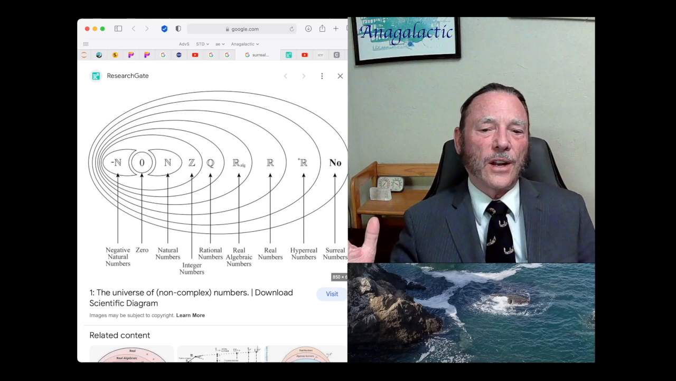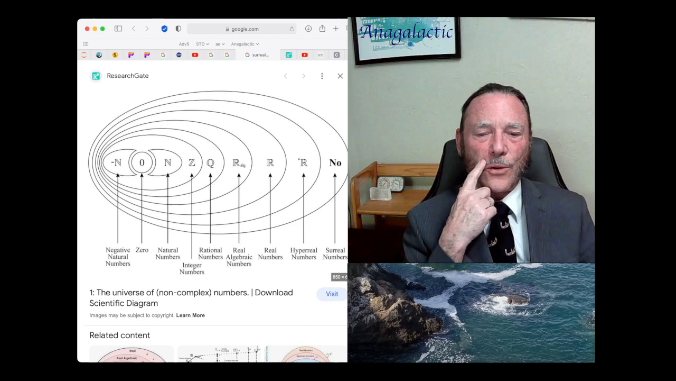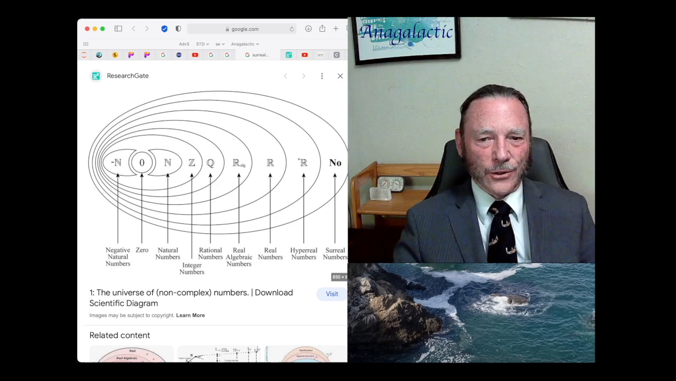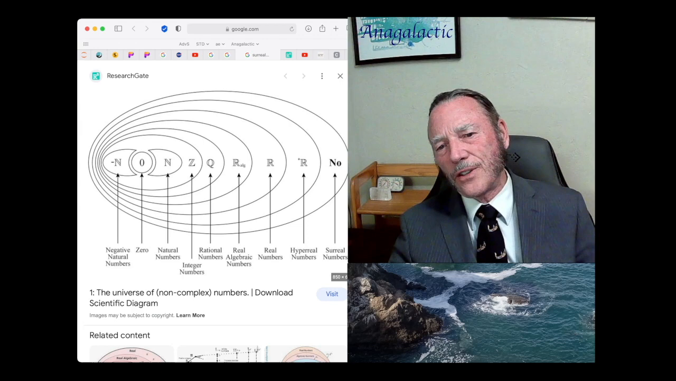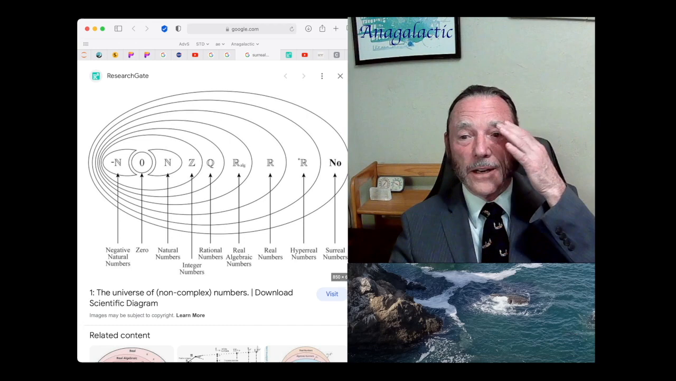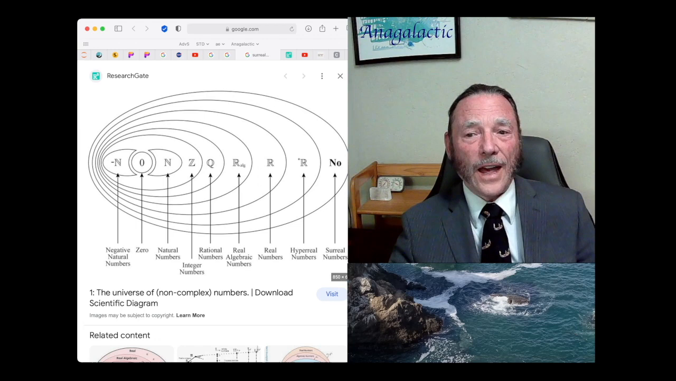And then comes Q, which stands for the rational numbers. Those are the only numbers that the universe uses. The universe only uses rational numbers. Right outside, this is a Venn diagram, so these are supersets going out towards the right, ending at NO, which actually has some kind of meaning, but that's the surreal numbers on the outside. And that is the definition of a linear number.